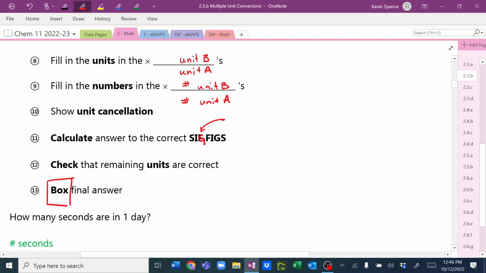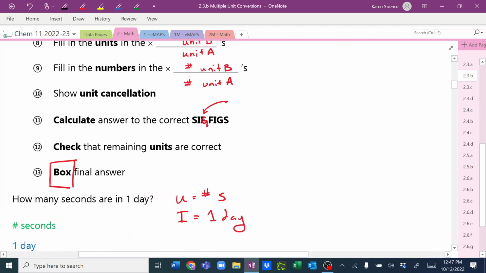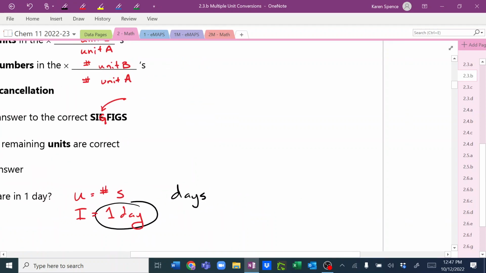Okay. So, how many seconds are in one day? Have I written down everything there for you? Yes, I have, but that's okay. I'm going to kind of just do it over here. How many seconds, so my unknown is the number of seconds, are in one day. That's connected to that. So my initial quantity is 1 day. And I don't know about my conversion factors yet. I know I want to start with days, and I want to finish eventually over here with seconds.